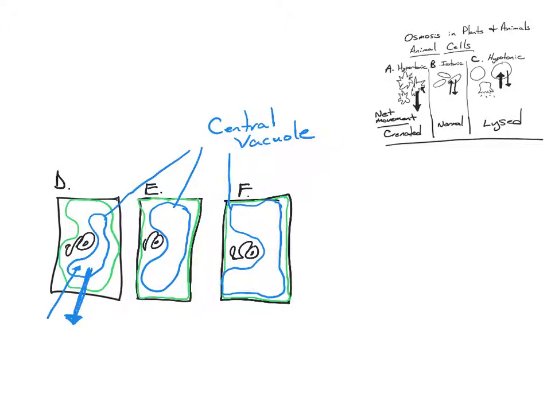When the outside, this is obviously a plant. I hope you know this is a plant. In what situation do you have water going out? What is it? Water going out when is the solute concentration higher or lower out here? Higher. Higher out here, so what condition is it? Hypertonic is correct.